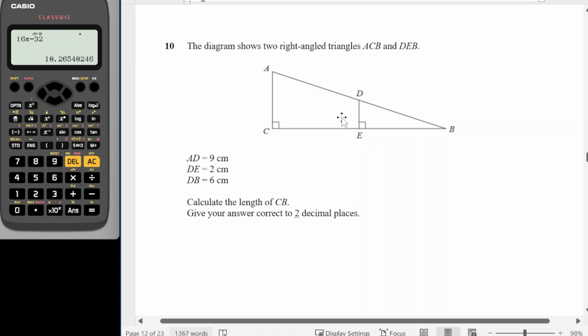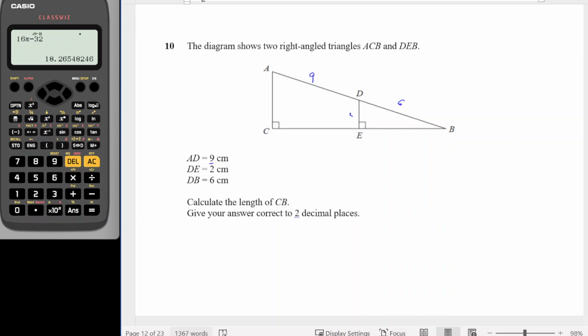Okay, question 10. The diagram shows two right-angled triangles. We've given some of the lengths. Calculate the length CB, giving it correct to 2 decimal places. Okay, so I'm going to put some of these in. I get the impression it's a similar triangles question. Let's put in the information that we're given. So we're told that A to D is 9. We're told that D to E is 2. And we're told that D to B is 6. And the length it is asking us to work out is the bottom length.